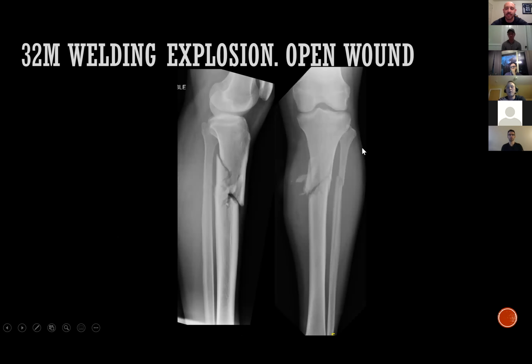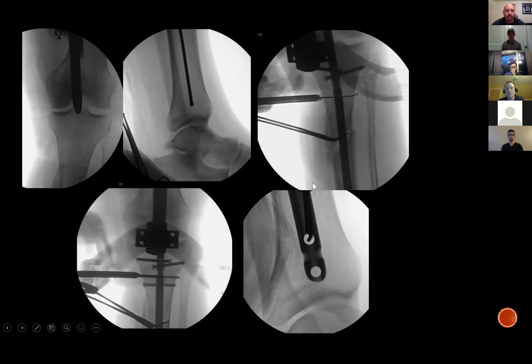So. All right, 32-year-old male had an explosion. He has an open wound over this injury, over the anteromedial face of the tibia. Here we are. We've placed our soft tissue protector with our guide wire. We're right at our start point.